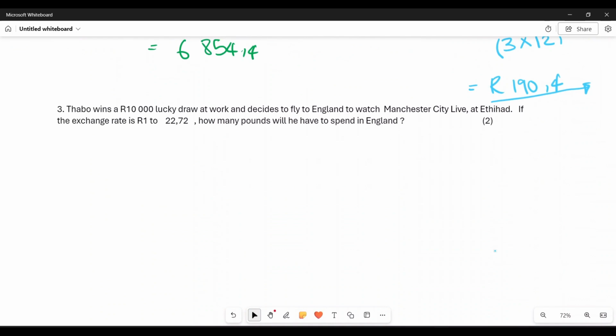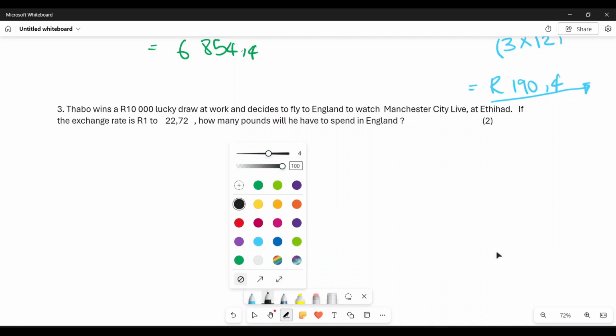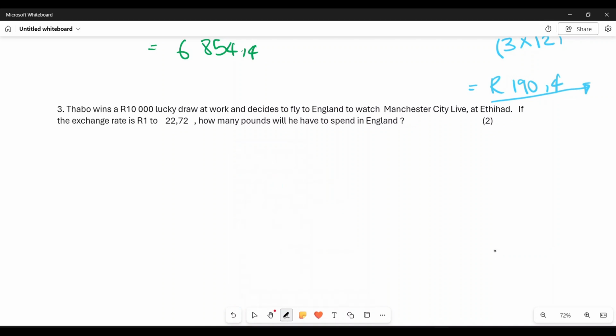Now, proceeding to the last question. They're telling us that Tabo wins R10,000 in a lucky draw at work and decides to fly to England to watch Manchester City live at the Etihad. If the exchange rate is, now this is pounds, 1 pound is equivalent to R22.72, let me just write the E here for my pounds. How many pounds will he have to spend in England? I need to determine how much this 10,000 would be in terms of pounds.